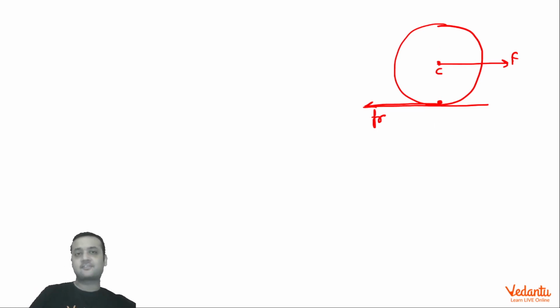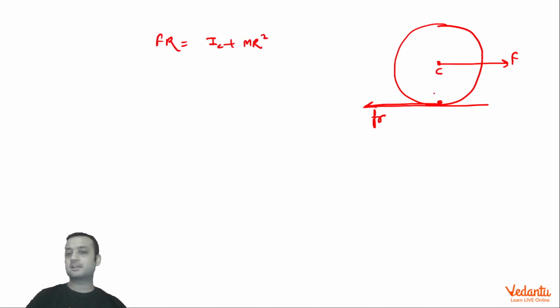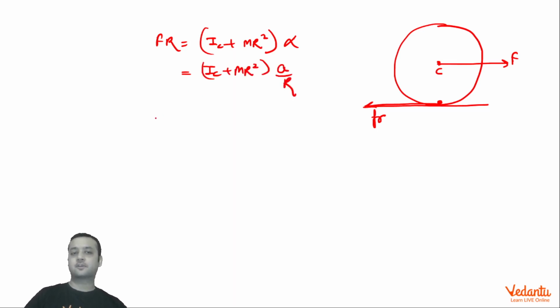Only the force F is going to produce the torque about ICOR. So we can say that F into R is equal to (IC plus MR square), which is the moment of inertia about the bottom point, which is ICOR, the instantaneous center of rotation, into alpha. Since the condition of pure rolling is satisfied, we can write alpha as A by R. So from here you can see that A becomes FR square divided by (IC plus MR square), right?